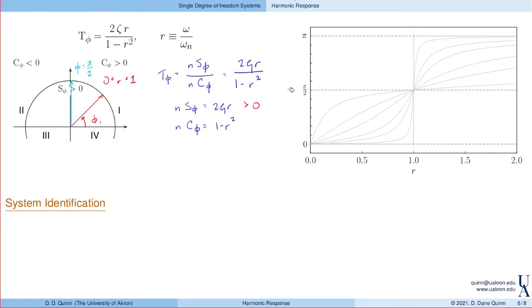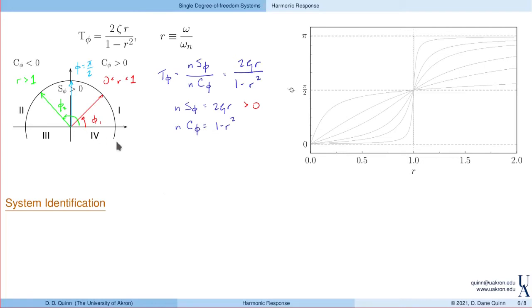Our last case would be in the second quadrant. So maybe we're at an angle phi 2 over here. Well, now cosine is negative, so that means that r has to be greater than 1, so that the cosine of phi is negative.